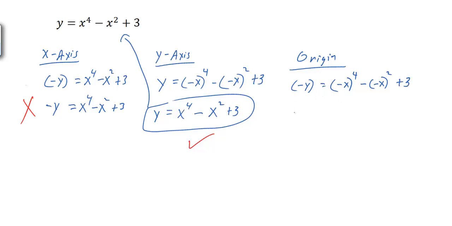And once again, once we simplify, we would have negative y equals x to the fourth minus x squared plus 3. And that does not equal the original equation, so therefore it is not symmetric with the origin.